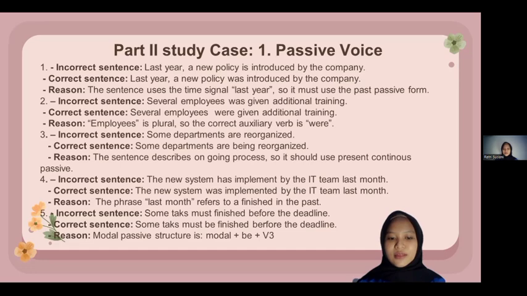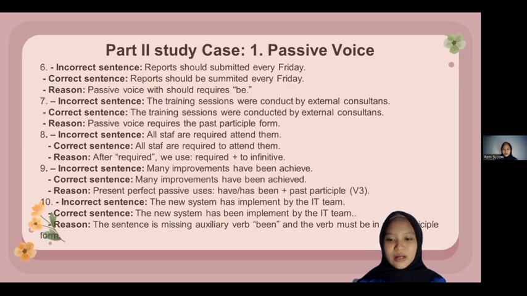Number five is "Some tasks must finish before the deadline." The correct sentence is "Some tasks must be finished before the deadline" because the modal passive structure is modal plus be plus verb 3, or past participle. Number 6 is "Report should submit every Friday." The correct sentence is "Reports should be submitted every Friday" because passive voice with should requires be.